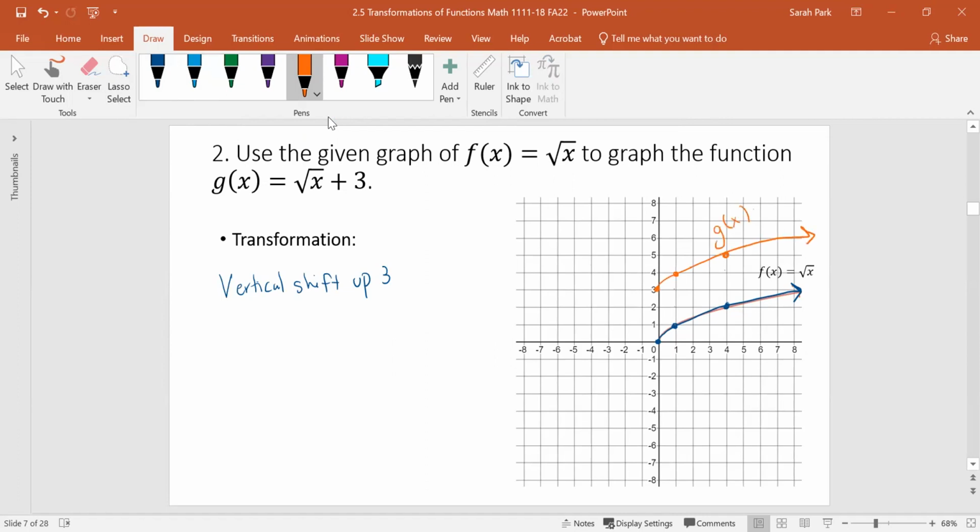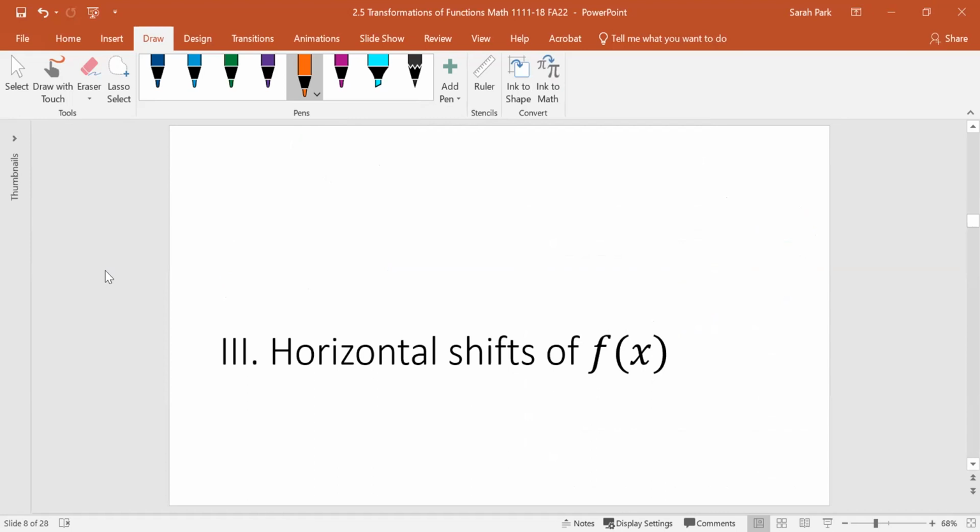Your g of x equals square root of x plus 3. Of course, you can also graph this function because there is an actual equation. You could type it in to compare. You would type in square root of x for the first equation in your graphing calculator, and for your second equation, you would type in square root of x plus 3, and then you would get the same graph.